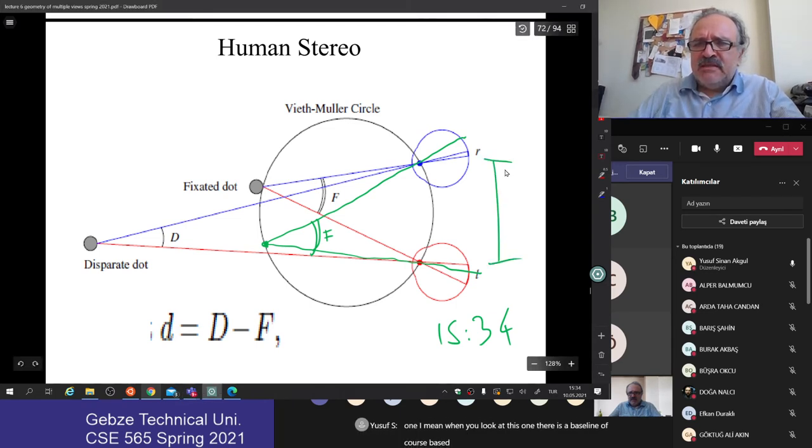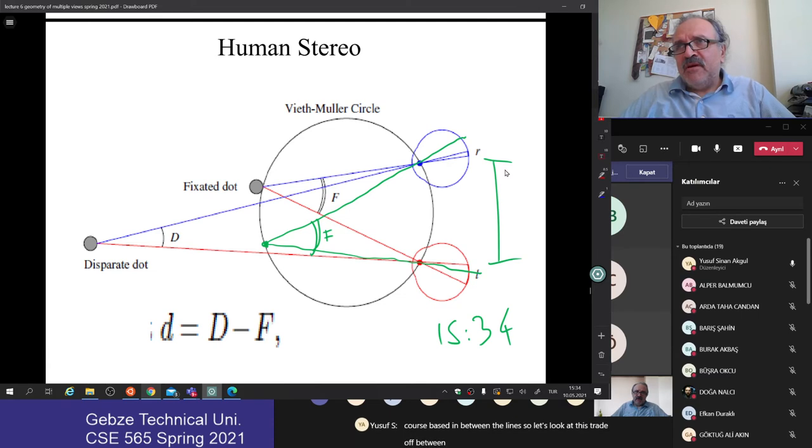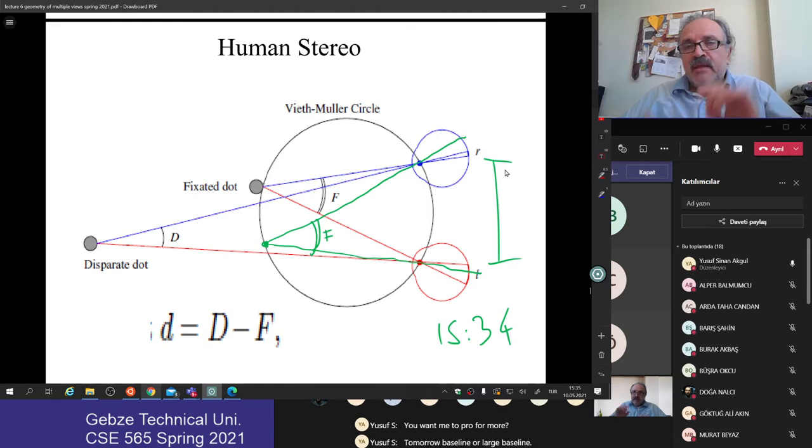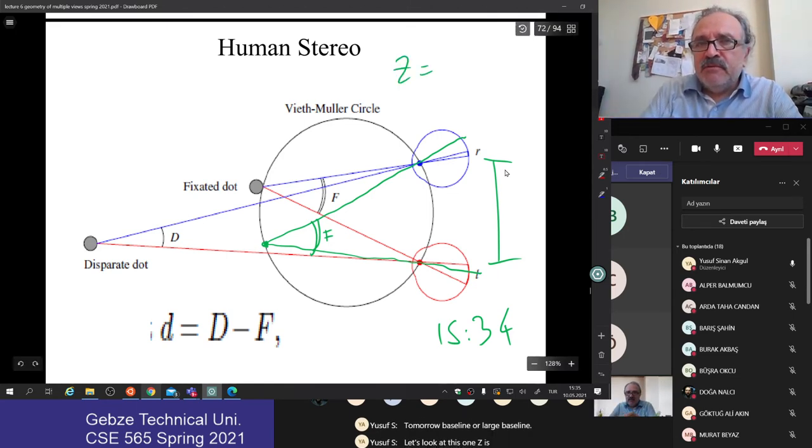So let's look at this trade-off: should we have our baseline small or large? Remember, the smallest baseline, which is zero, we don't like it. So what do you think? Which one would you prefer, small baseline or large baseline? Let's look at this one. Z is equal to F times T over D.